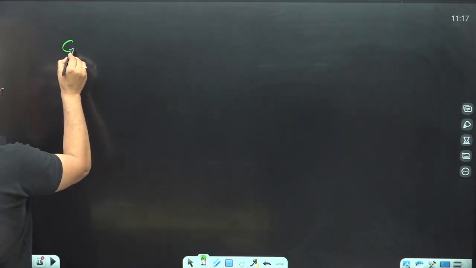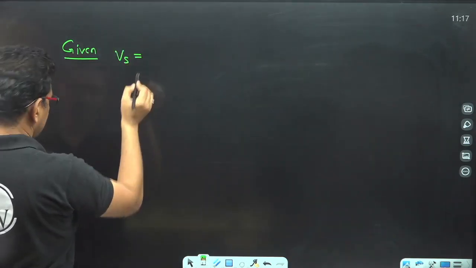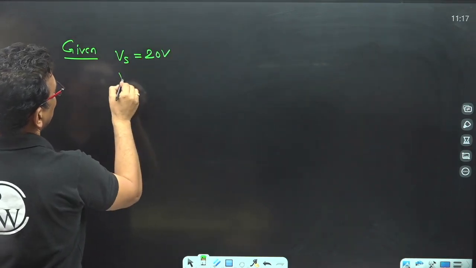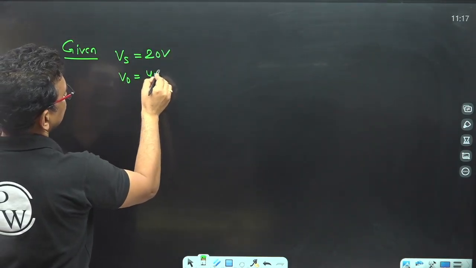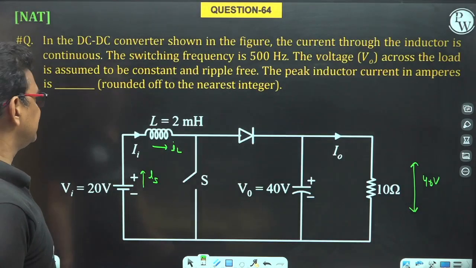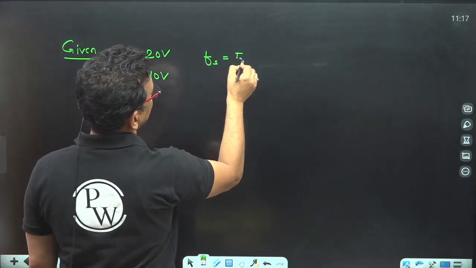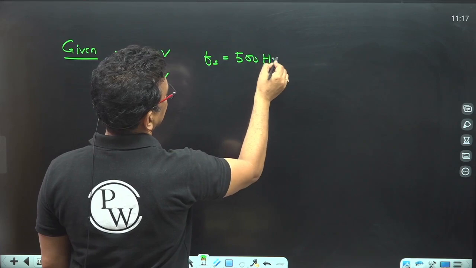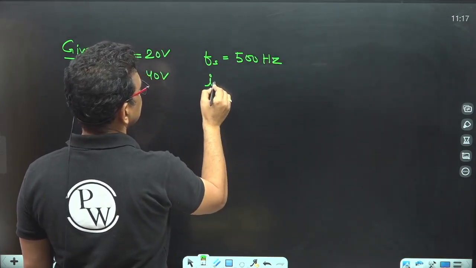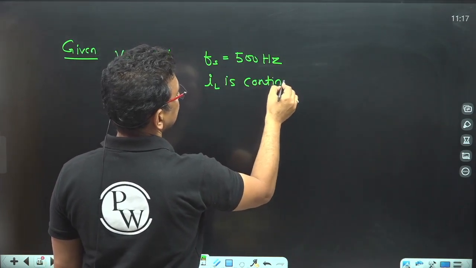What is given here? The input supply voltage is given, that is 20 volt. Output voltage is given, that is 40 volt. Current is continuous. Switching frequency is 500 hertz. Inductor current is continuous. That means it is an example of continuous conduction.